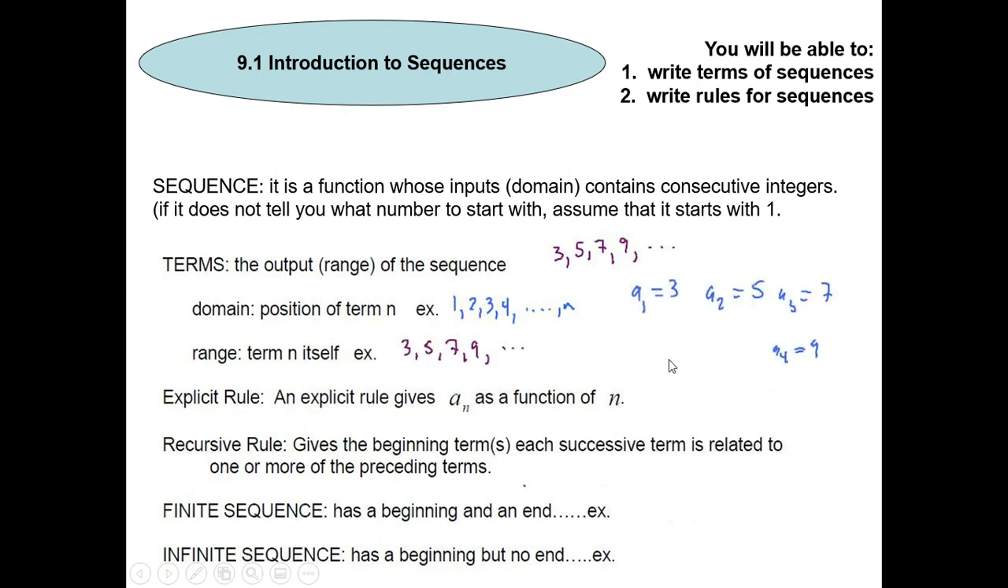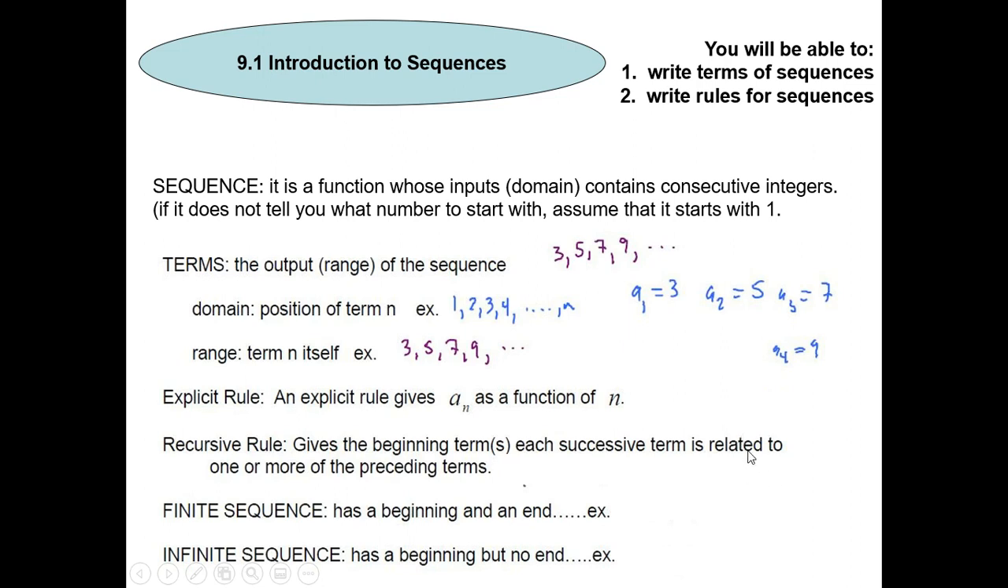So a way to write that would be using this explicit rule, a sub n, that's what I will call it, a sub n, as a function of n. So a sub 1 is equal to 3. So that means the first term is equal to 3. A sub 2, that means the second term, is equal to 5. A sub 3 is equal to 7, and a sub 4 is equal to 9.